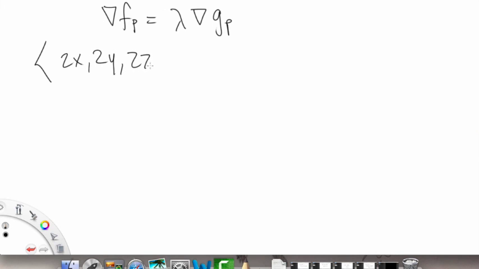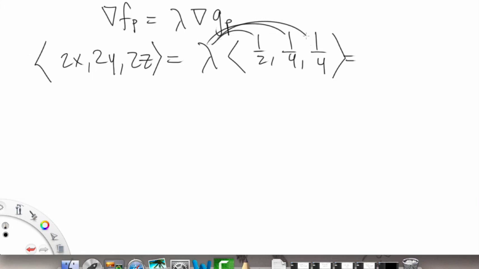So what we want is the gradient of f at some point equal to lambda times the gradient of g at some point. So we're going to fill in, the gradient of f was 2x, 2y, and 2z. And then we have lambda times a 1/2, a 1/4, and another 1/4, right? Now I'm just going to distribute the lambda into each of those. So we have 1/2 lambda, 1/4 lambda, and another 1/4 lambda.